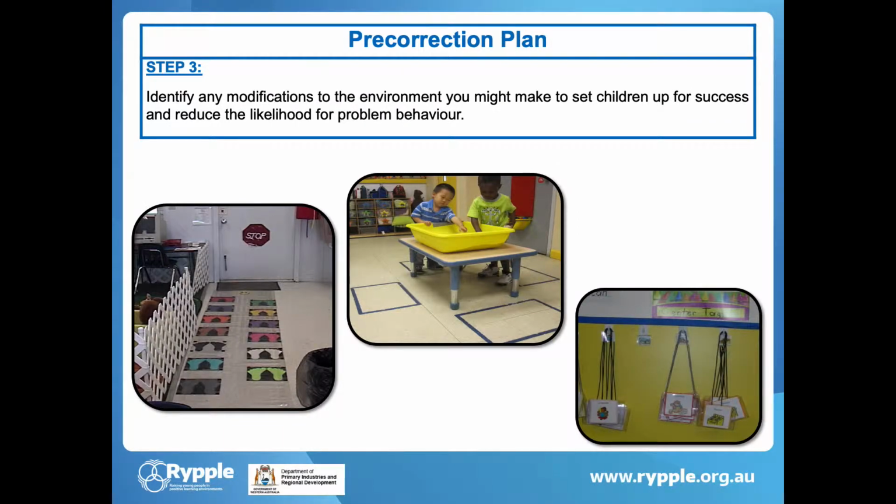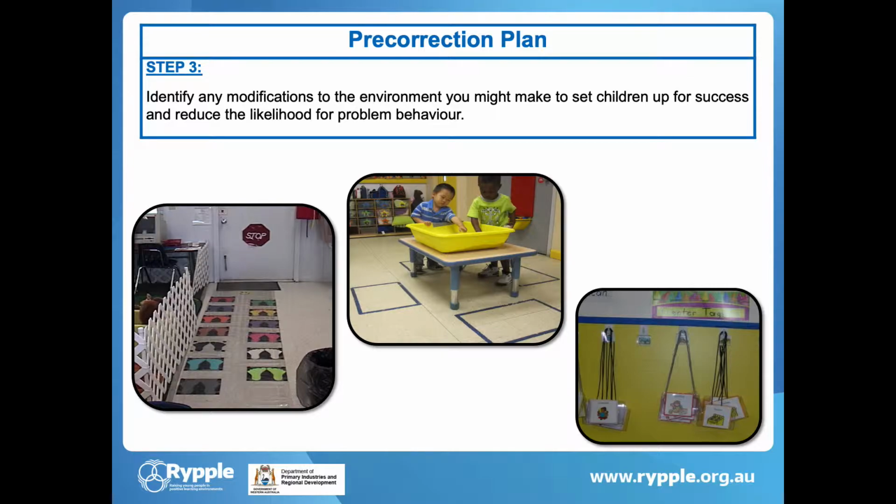Step 3, examine your environment and identify any modifications that you might make to increase the likelihood that children will be successful and reduce the likelihood for problem behaviour. We can see here on the left some lovely environmental cards showing students exactly where to stand and wait in line to leave the room safely.